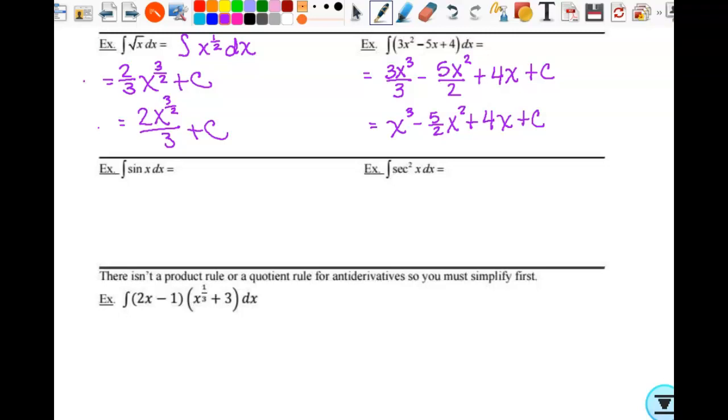What do I take the derivative of to get sine? Negative cosine, because the derivative of cosine is negative sine, right? And so to give me sine, I would have to use negative cosine of x, and you cannot forget your plus c.